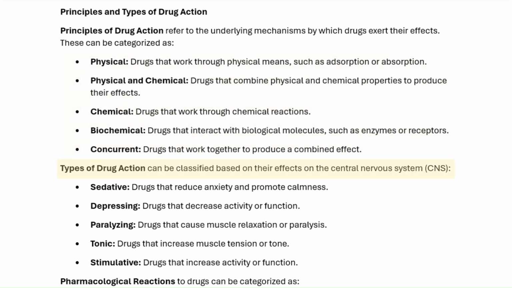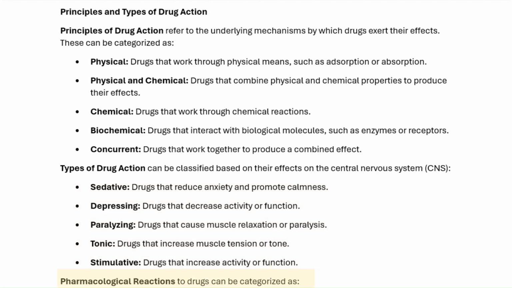Types of drug action can be classified based on their effects on the central nervous system, CNS. Sedative, drugs that reduce anxiety and promote calmness. Depressing, drugs that decrease activity or function. Paralyzing, drugs that cause muscle relaxation or paralysis. Tonic, drugs that increase muscle tension or tone. Stimulative, drugs that increase activity or function.